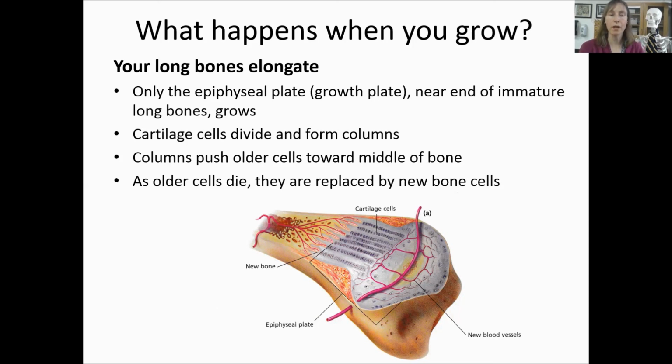So if you've ever broken a bone or heard somebody talking about a broken bone in a child and the parents say, oh, was the growth plate affected? Well, if the growth plate is affected by a broken bone, that child's bone might not continue to grow properly. If the break is toward the middle of the bone, that's not actively growing. So that's not going to change the long-term shape of the bone.